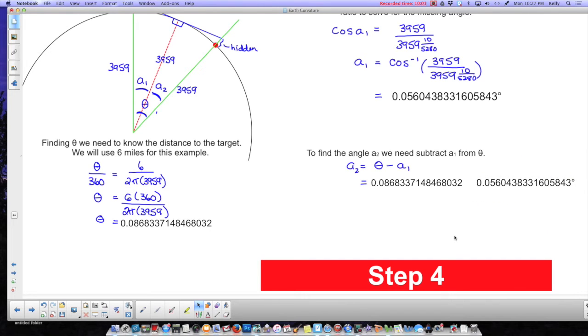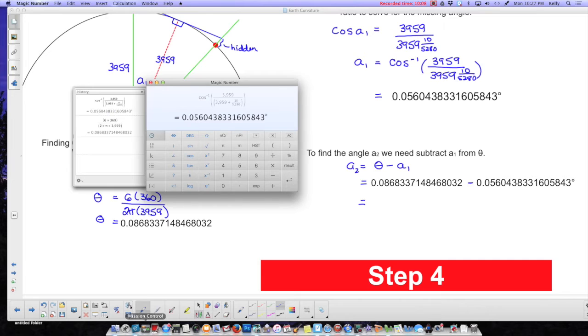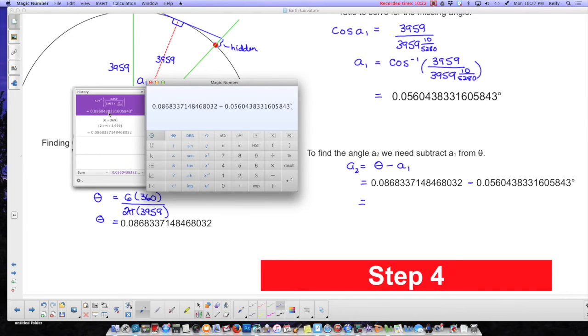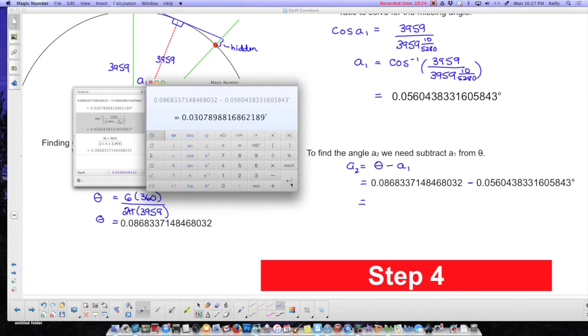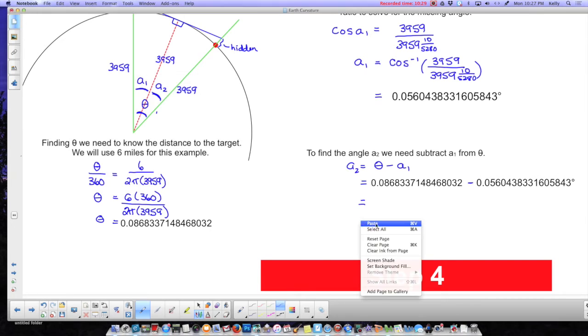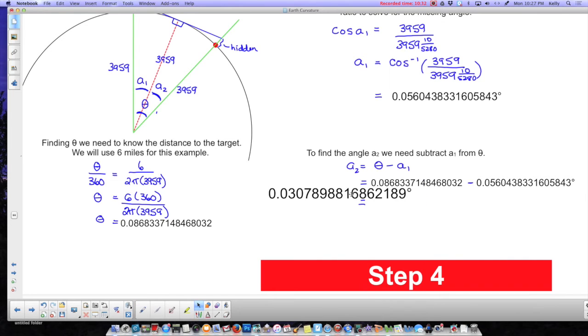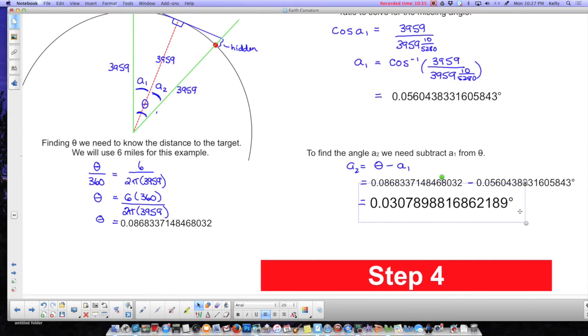So you just need to subtract those two numbers. Now I'm going to pull up my calculator. Luckily it still has those numbers stored in it. So I'm going to take theta, let's clear this, and subtract this one. And we get 0.0370. I'm not even going to bother reading them all out. There's our number, and it's in degrees. It's nice to even put a little degree up there for me.